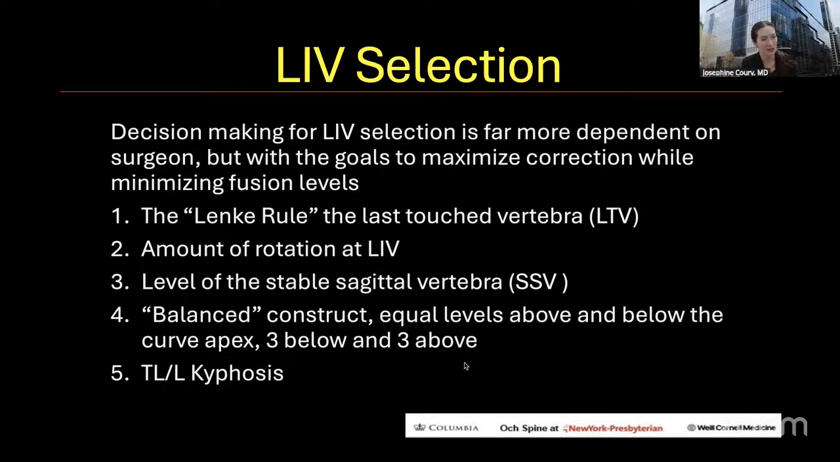So LIV selection. LIV selection is far more nuanced than UIV selection. And really what we talk about the most at Columbia is still just the Lenke rule, the last touched vertebral body, the LTV.